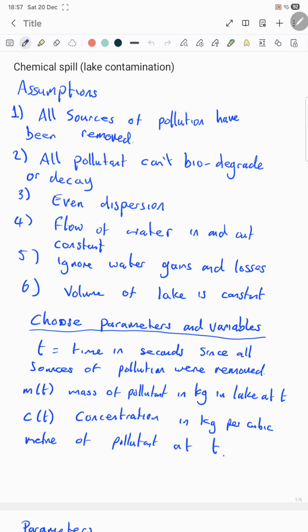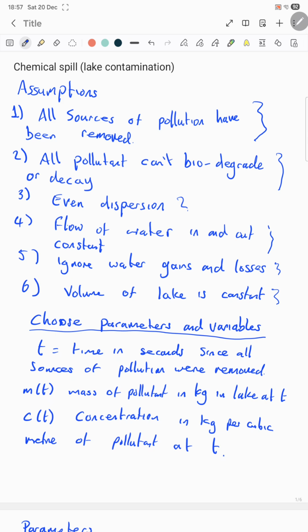So the first assumption is that all the sources of the pollution have been removed, and all pollutants can't degrade or decay, and we have an even dispersion. So it's evenly distributed across the whole of the volume of the lake. Now the flow of water in and out is constant, so we're neglecting things like rain and seasonal changes. Now we ignore water gains and losses, and we take the volume of the lake to be constant.